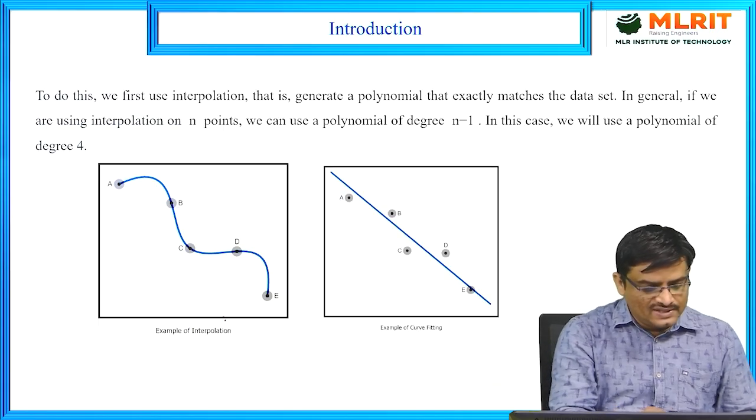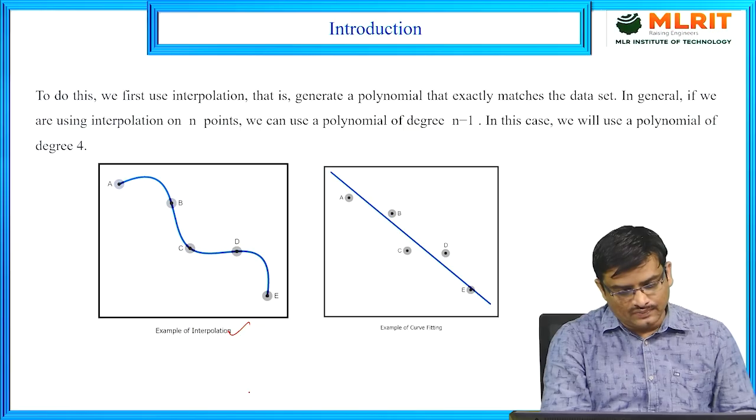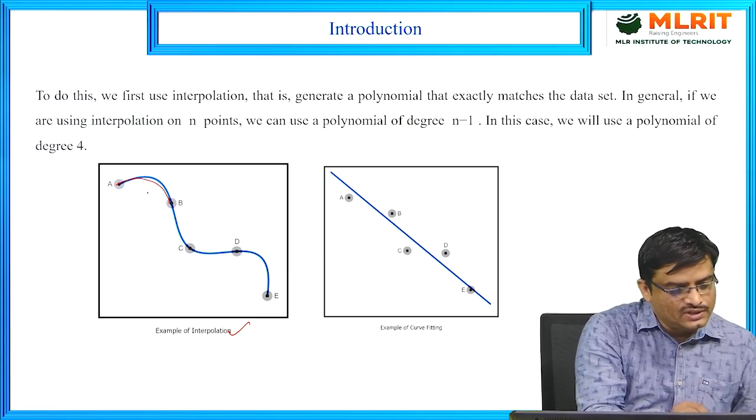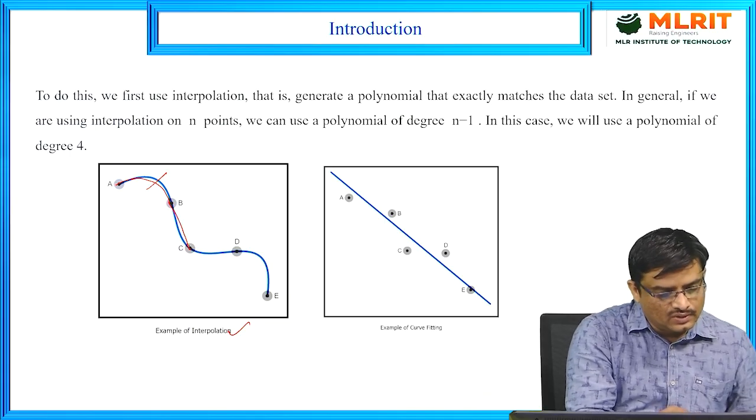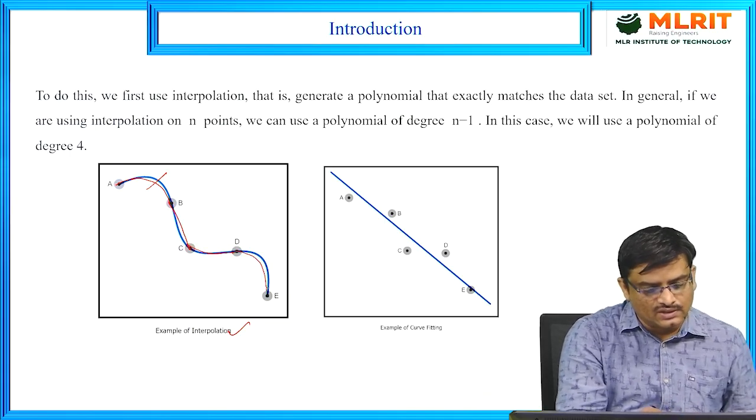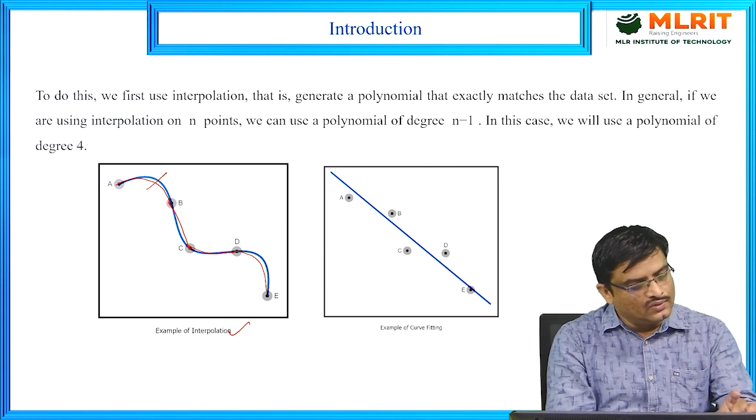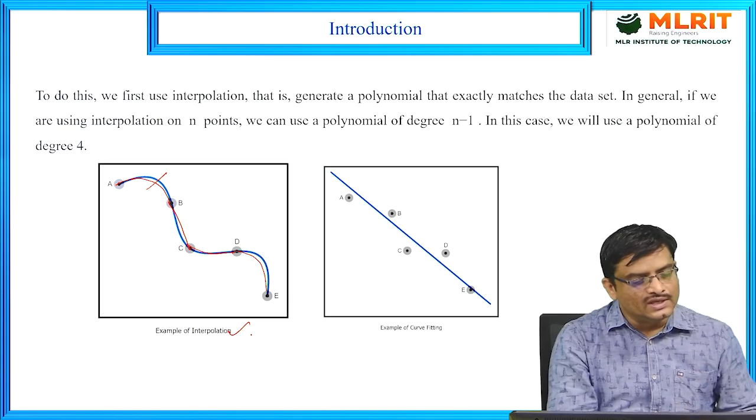So if you join these points, this is the curve you will get by using the concept of interpolation. From point A to point B, this is one curve, and from point B to point C, this is another curve, and this is another curve, and this is another curve. So the curve is passing through each and every point here.